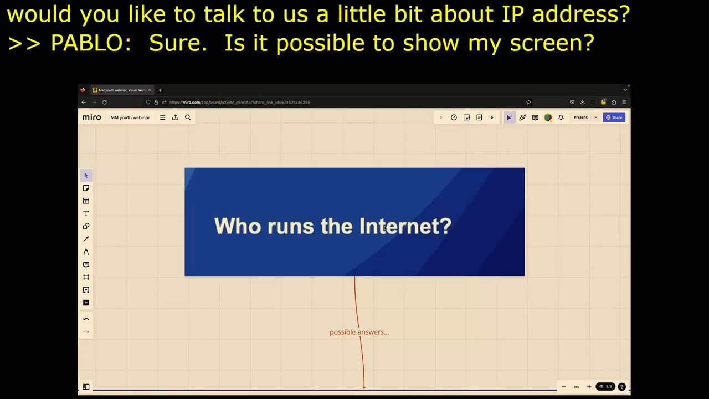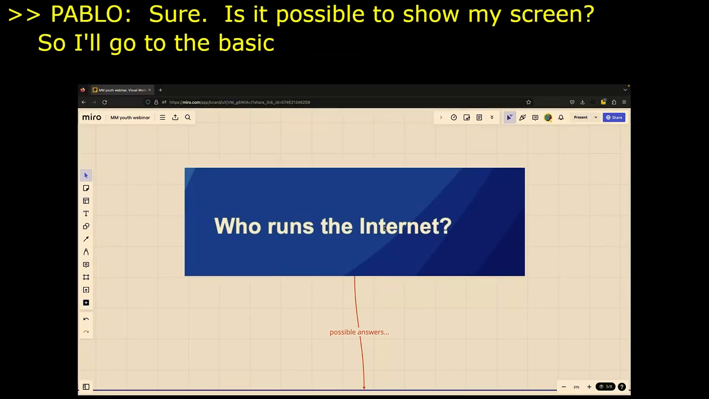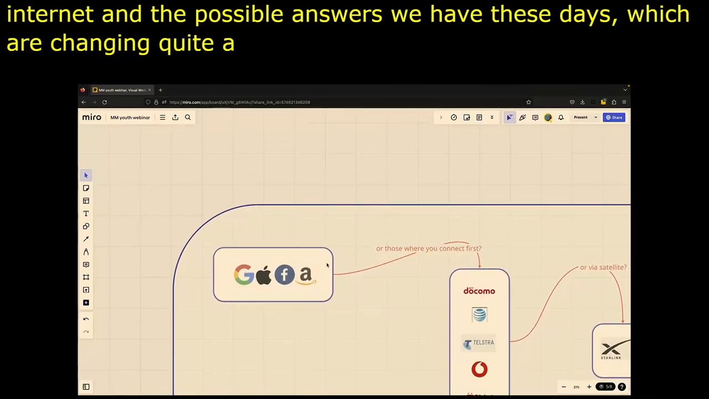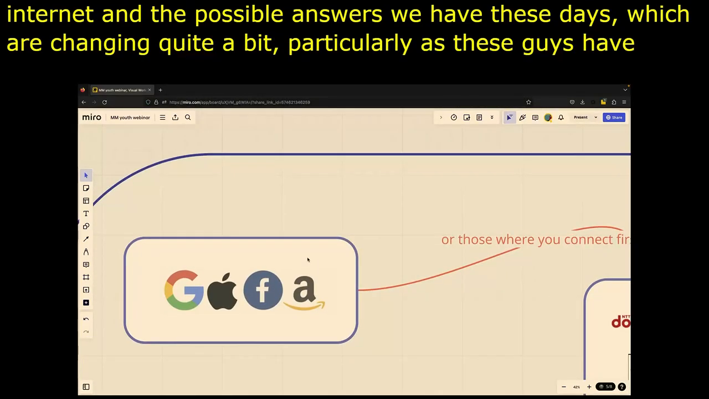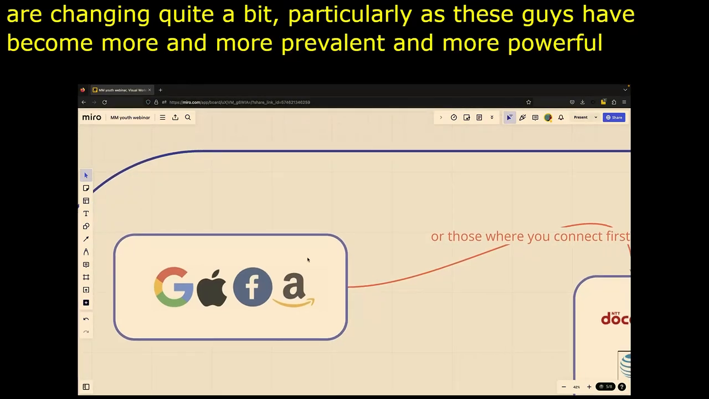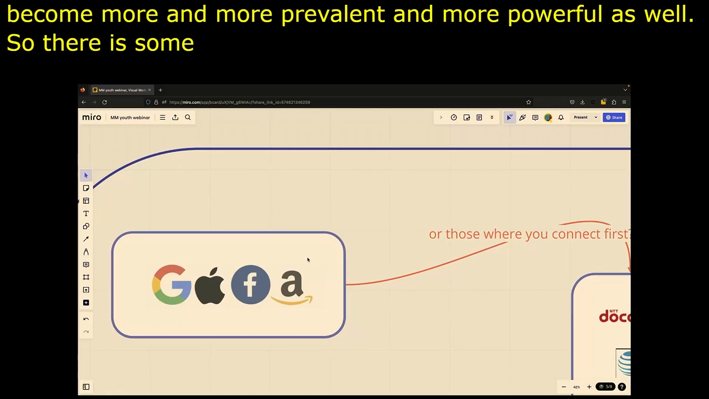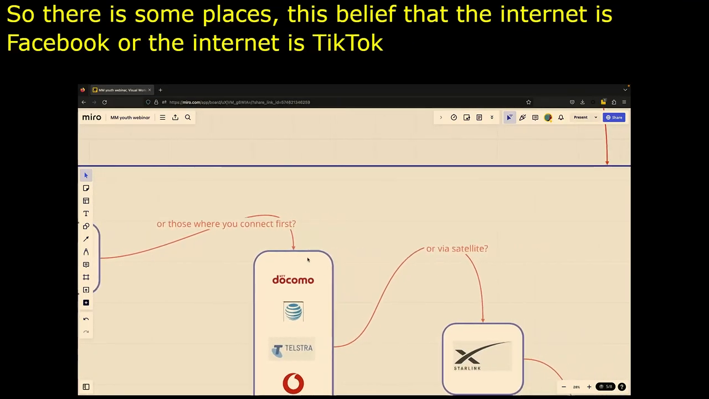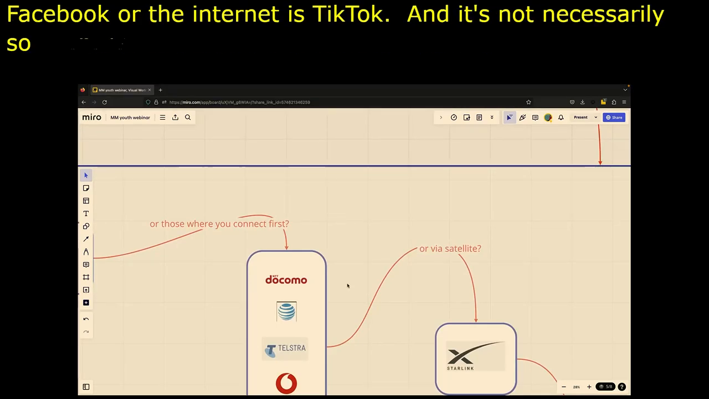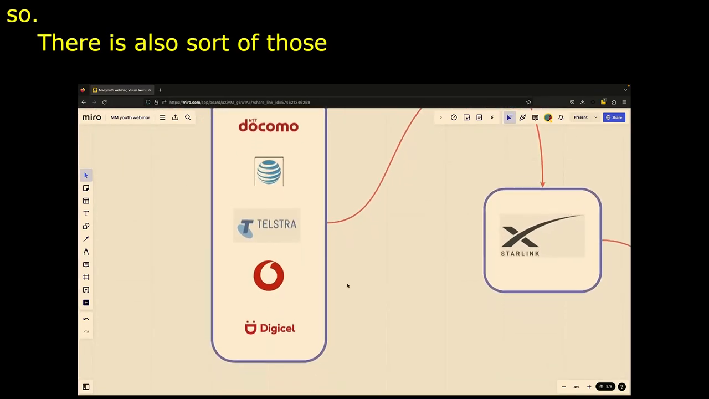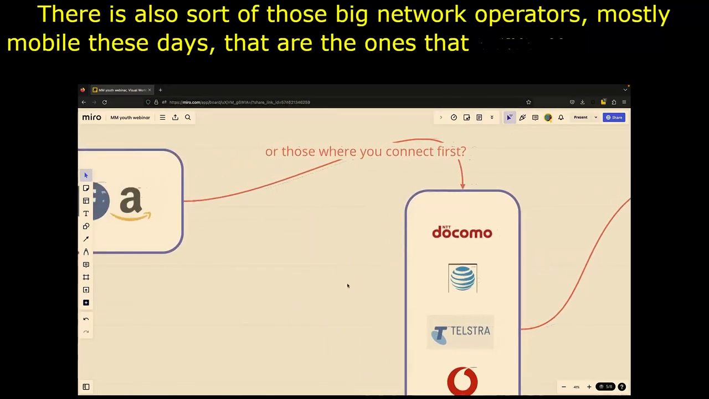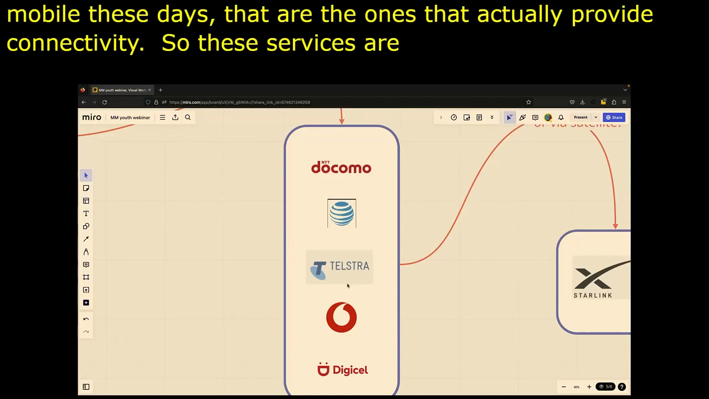So I'll go to this basic question about who runs the internet and the possible answers that we have these days, which are changing quite a bit. Particularly as these guys have become more and more prevalent and more powerful as well. So there is, in some places, this belief that the internet is Facebook or the internet is TikTok, and it is not necessarily so. There are also those big network operators, mostly mobile these days, that are the ones that actually provide connectivity. So these services are on top of these services, which is quite interesting as well.